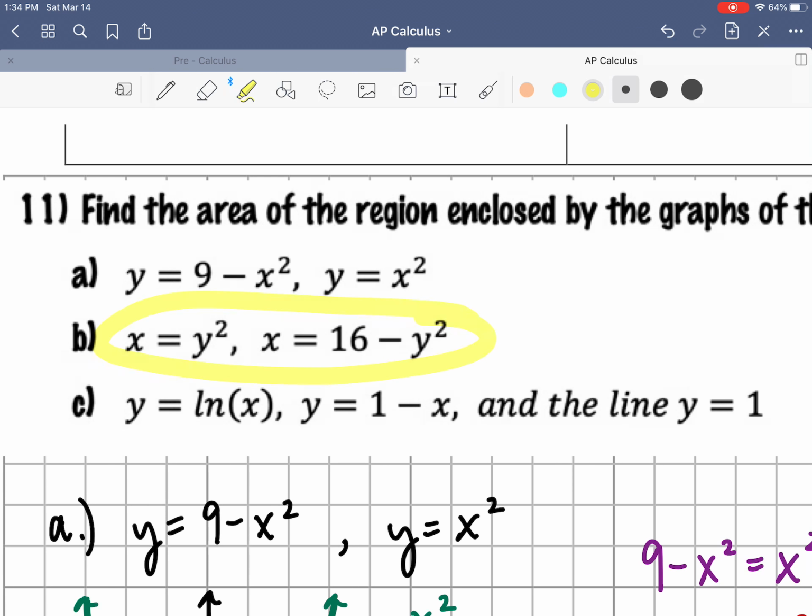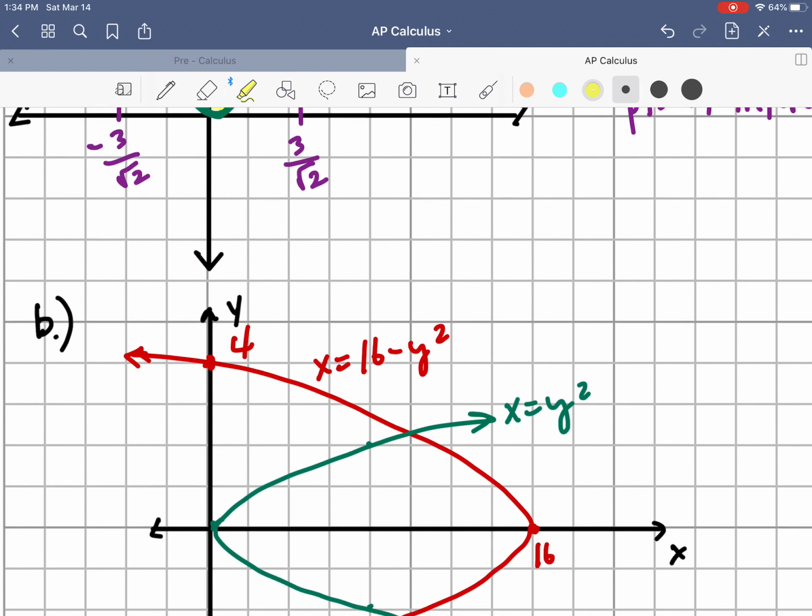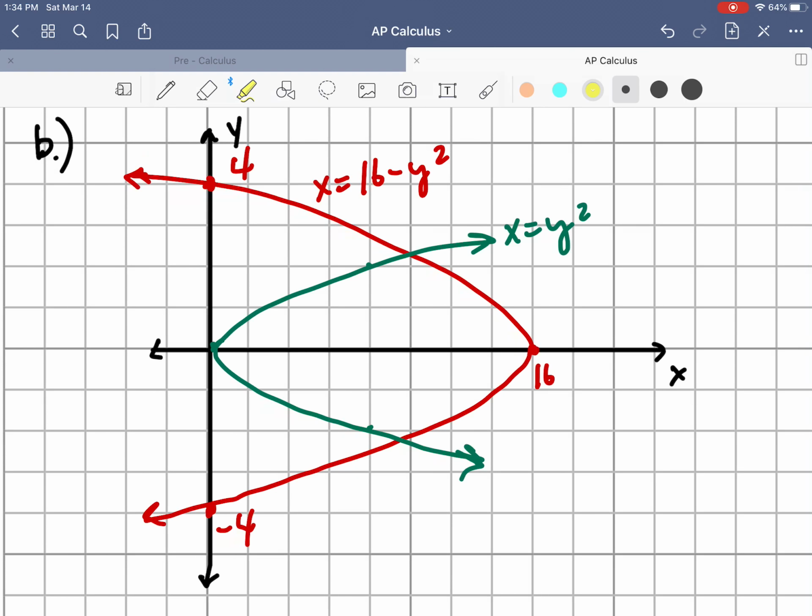Okay, ladies and gentlemen, let's do the second example, which is 11b. Now we have x in terms of y. So here we go. I already graphed it. So let's shade the region enclosed by the two graphs, which is this one. Notice we have parabolas again, and the area above the x-axis is the same as the area below the x-axis.